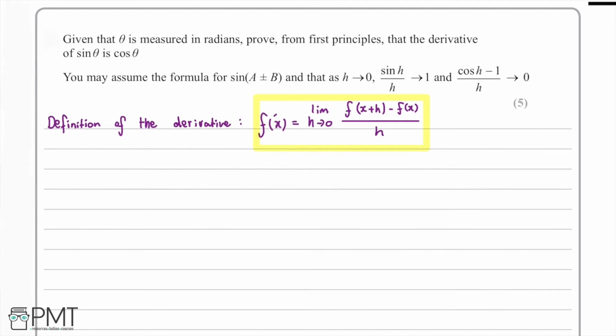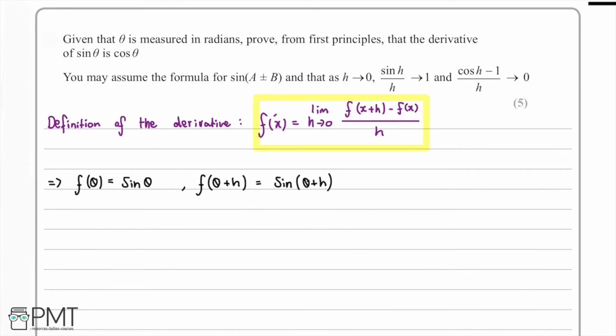what is our function f of theta? We know that we want to differentiate sine of theta, so that means that f of theta is going to be equal to sine theta. We have f of theta effectively, which is this f of x here, and we now need to find what f of theta plus h is. So we have as follows: f of theta plus h is going to be equal to sine, then we'll put brackets in this time, of theta plus h.